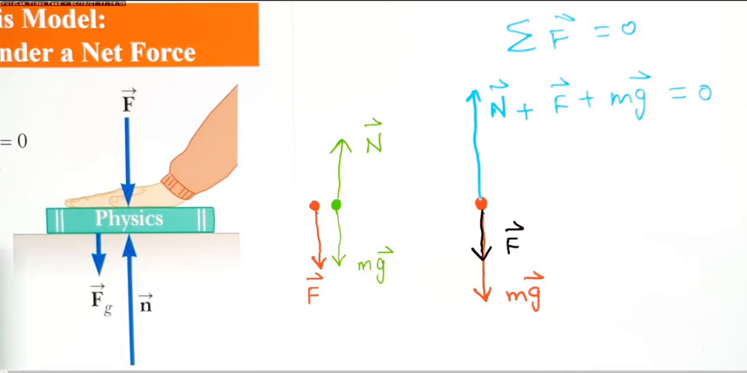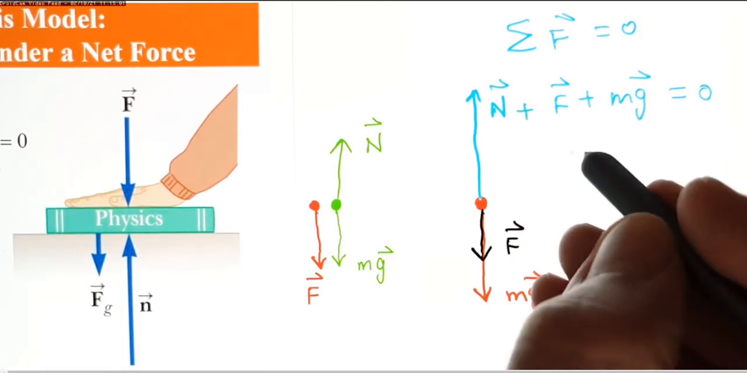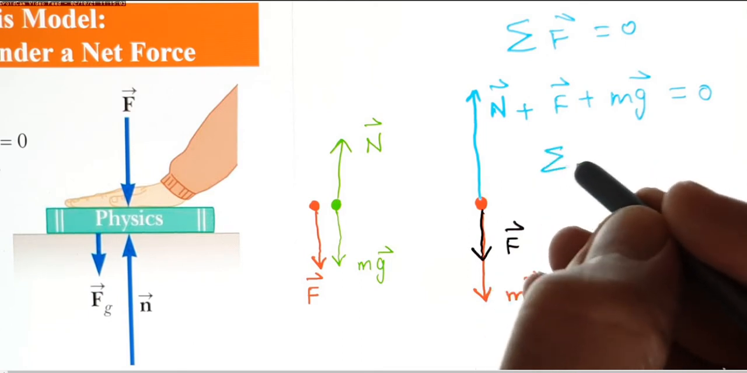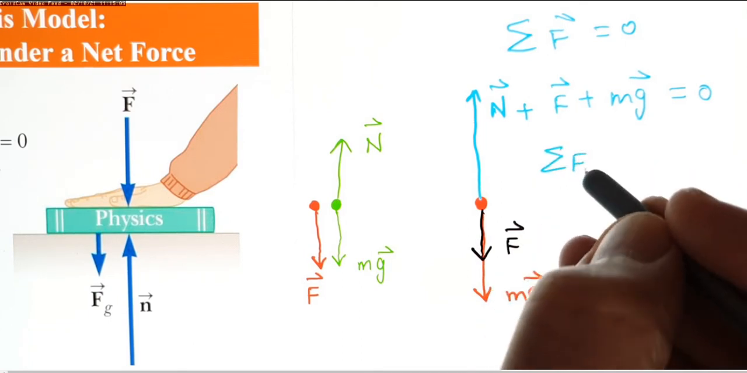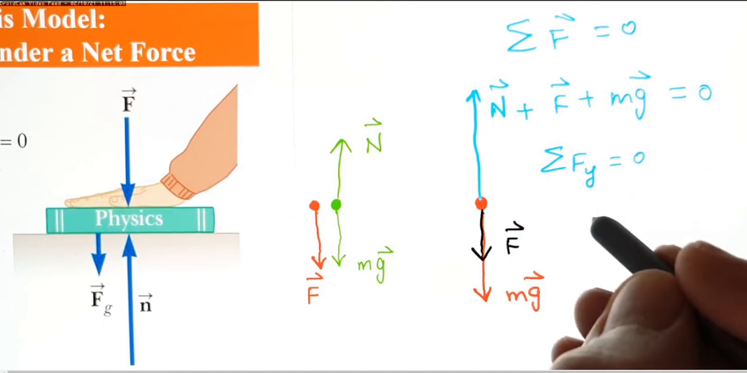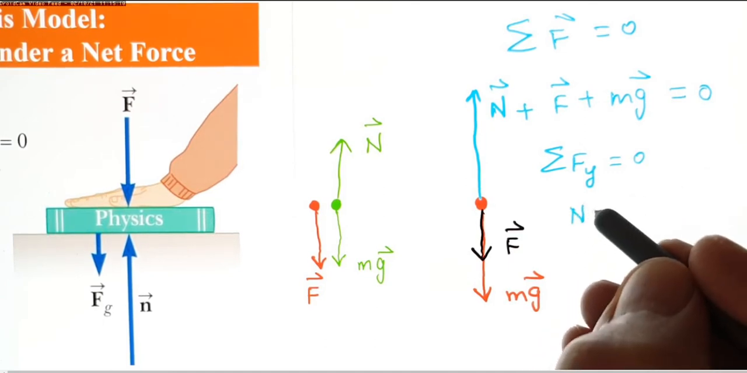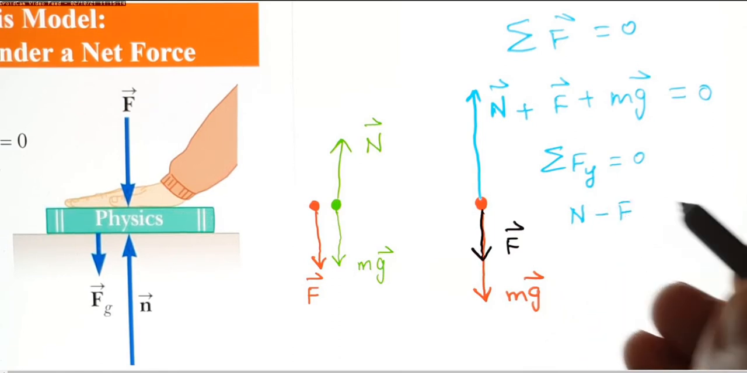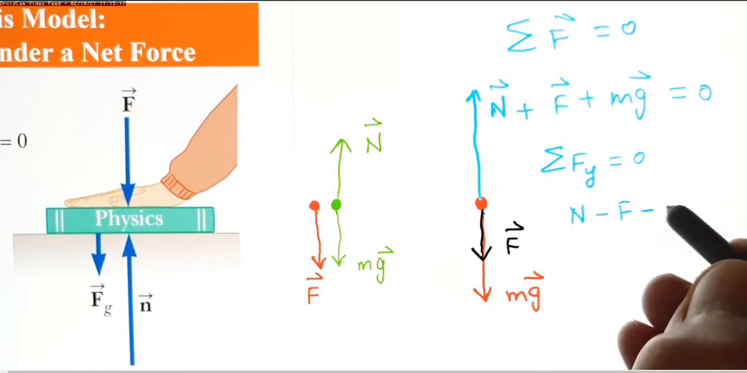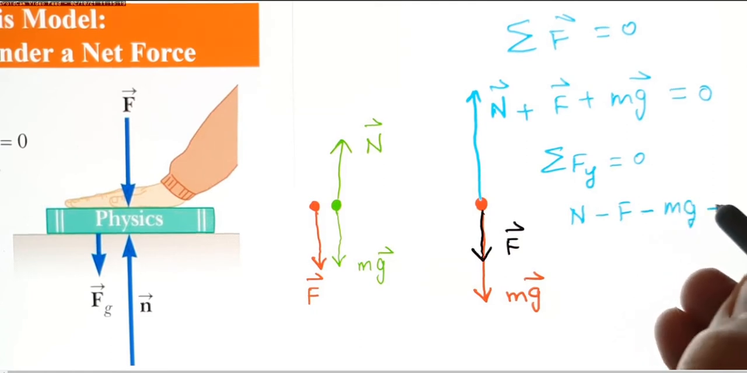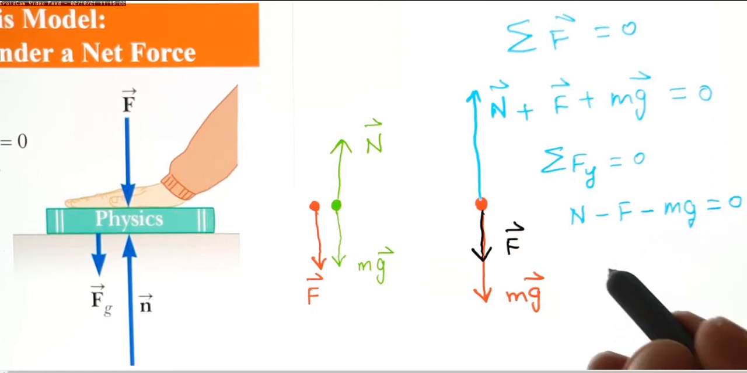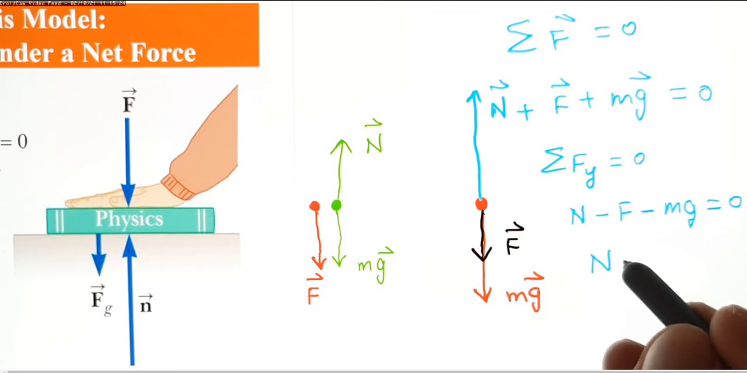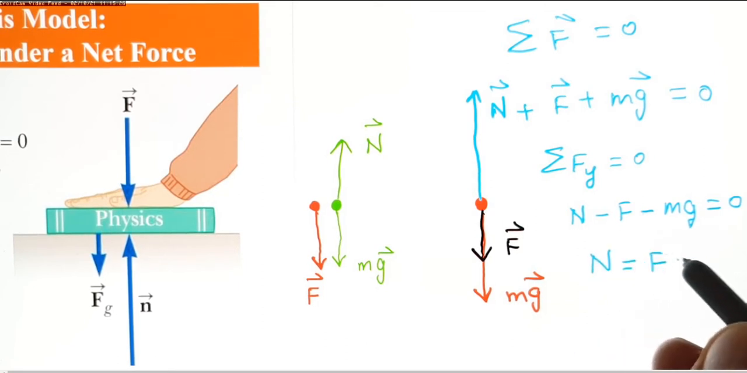No component in the x, we have only a component in the y. So summation of forces in the y is equal 0, and that is equal normal force up, applied force down, gravitational force down, and that is equal to 0. Yani normal force in this situation is equal F plus mg.